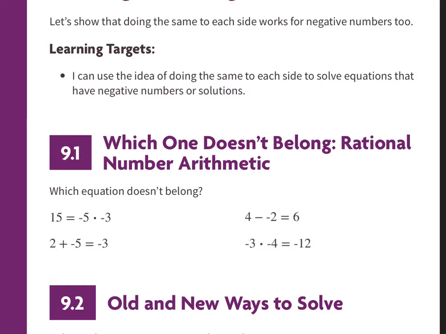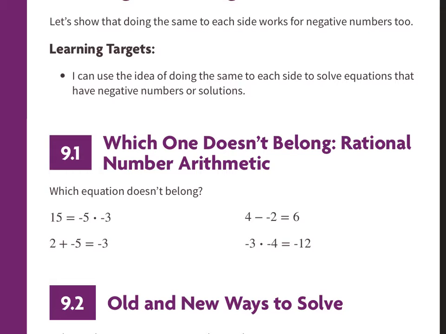The I can statement is I can use the idea of doing the same to each side to solve equations that have negative numbers or solutions. So we're on page 65, number 9.1. Which one doesn't belong? Rational number arithmetic. So go ahead and look at the four equations, hit pause, and figure out which one you don't think belongs. And then when you have an answer, go ahead and hit play, and we'll go through them.